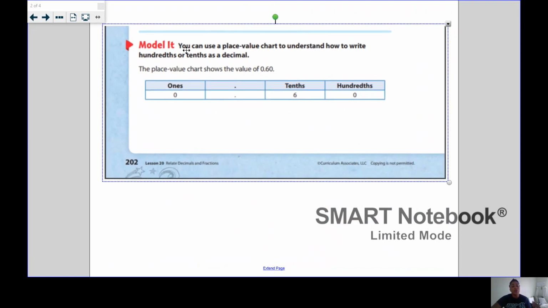And now you can model it. You can use a place value chart to understand how to write hundredths or tenths as a decimal. So the place value chart shows the value of 0.60, right? So our ones, we have 0 ones, then we have our decimal point. We have 6 tenths and 0 hundredths, right? So we're going back to place value, which was in lesson 2, I believe we talked about place value, where we had ten thousands, thousands, hundreds, tens, ones. I hope we all remember that. If not, we can review that on Tuesday.